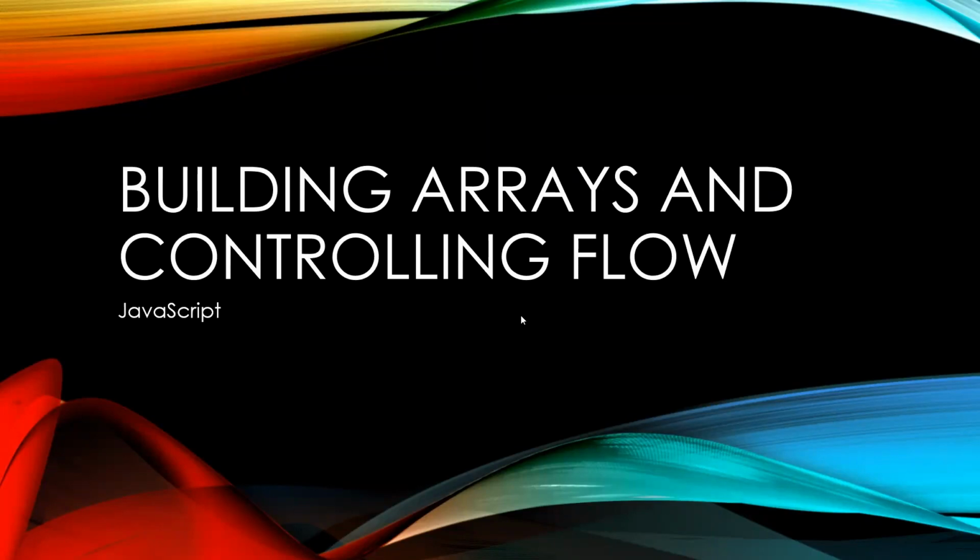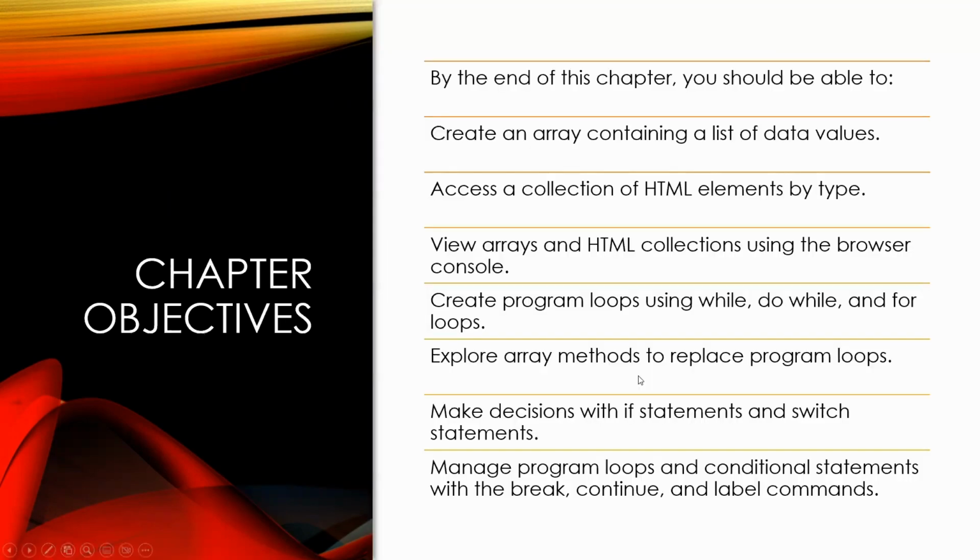So next, we're going to start building on what we already know, and we're going to add arrays into our JavaScript, and we're going to talk about how we control the flow of a JavaScript program. So we should be able to create an array, access the collection of HTML elements by type, view arrays, create programs using loops, the while, do while, and for. We're going to look at array methods that can possibly replace program loops, and we're going to look at our if statements and switch statements.